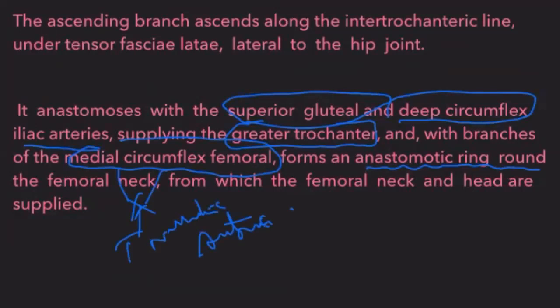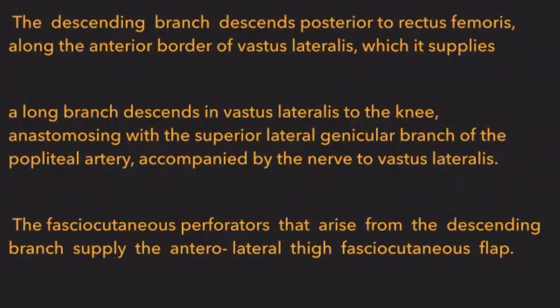Femoral neck and the head are supplied. So it anastomoses with the superior gluteal and deep circumflex iliac and the medial circumflex, right? So that it can form an anastomotic ring around the femoral neck. That is regarding ascending artery. And descending branch descends posterior to the rectus femoris along the anterior border of the vastus lateralis, which it supplies.